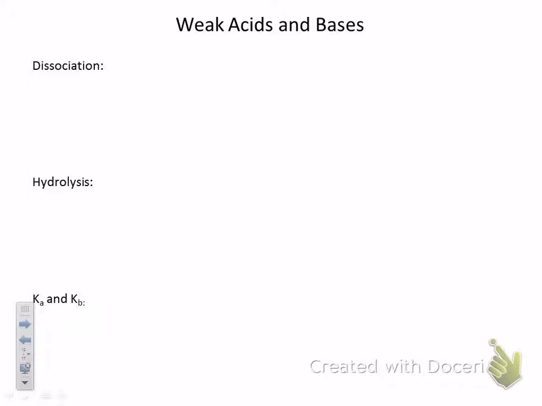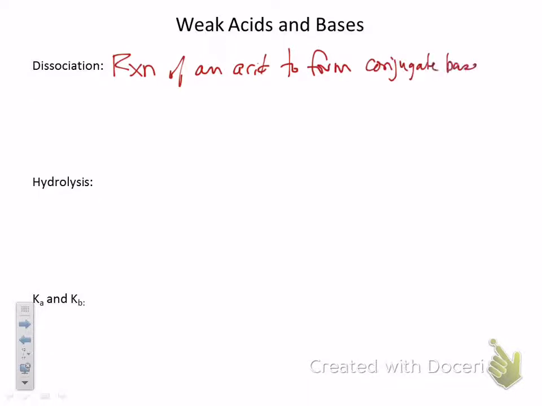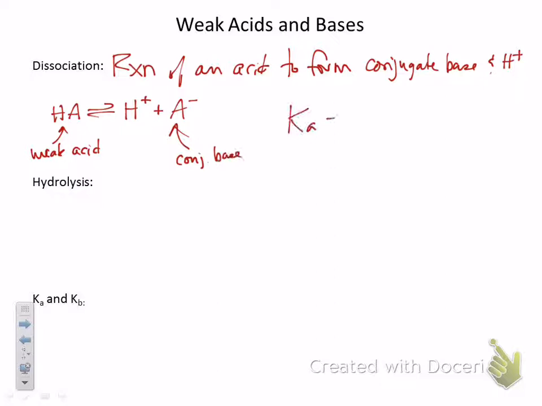Now, since we're talking about strong acids and bases, it's probably essential for us to quickly review the weak acids and bases also. So if strong acids and bases completely dissociate, then the way we understand weak acids and bases is to say that they only partially dissociate in water. So for acids, this means that we have a reaction for the acid dissociation to form its conjugate base and an H plus ion.